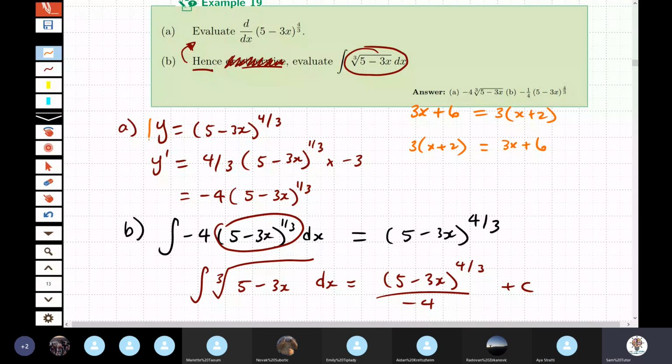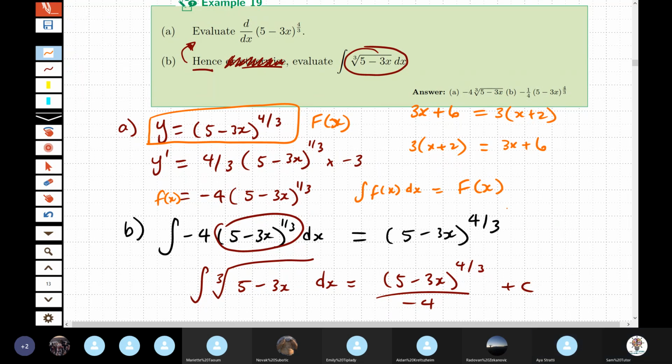So I'm saying here's the original, here's your F of x. Here's your derivative, which is your little f of x. Now we know the integral of the little f of x must give me back the original capital F of x. Yeah, that makes sense.